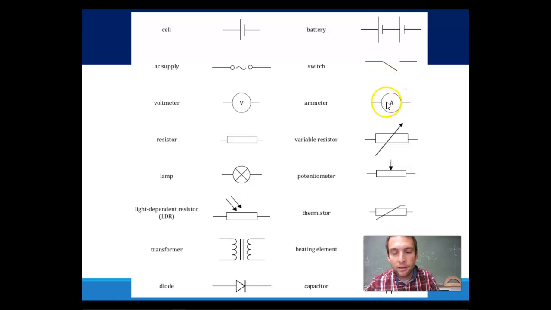An ammeter measures the current in a circuit. A voltmeter measures the potential difference for a specific spot on a circuit. A variable resistor, you can change the resistance. Potentiometer, you can change the potential difference. Thermistor, LDR, transformer, we're not going to worry, that's HL only. And a diode, electricity can only flow in this direction. Think about this like an arrow.